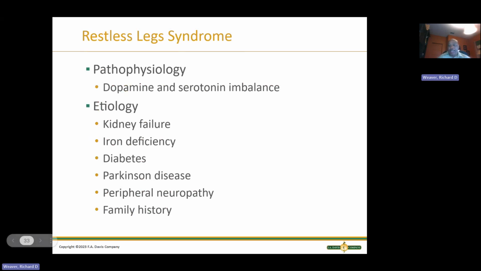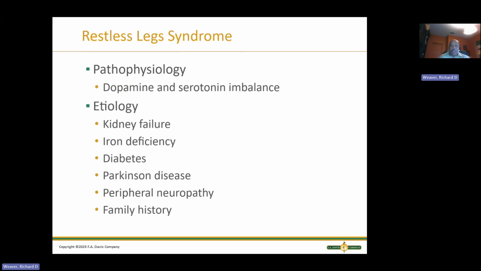Now, this condition is related to the imbalance of dopamine and serotonin in the brain and may have a hereditary component as well. Some medications can aggravate restless leg syndrome. Patients with chronic conditions such as chronic kidney failure, iron deficiencies and diabetes, patients with Parkinson's and peripheral neuropathy may also develop this condition.